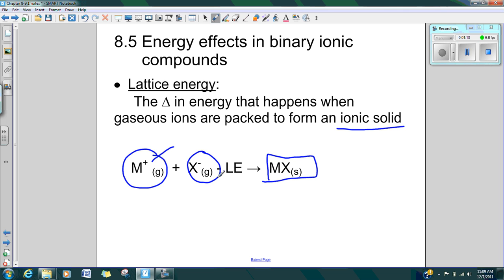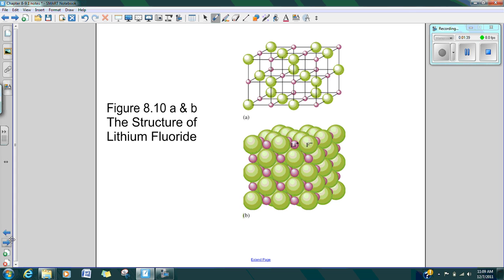Well, in order for this to happen, I kind of covered up this negative charge right here. That is a release of energy. So we should understand that if I have a release of energy, I have an exothermic reaction. And LE just means lattice energy. So it's a release of exothermic energy whenever I am forming an ionic solid. Well, how much energy is needed? And that's what we're going to take a look at.